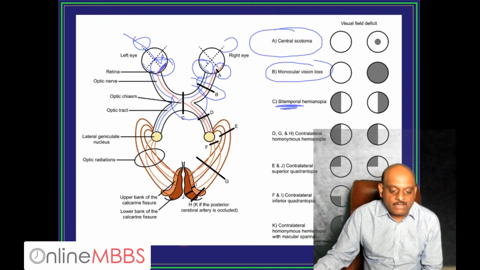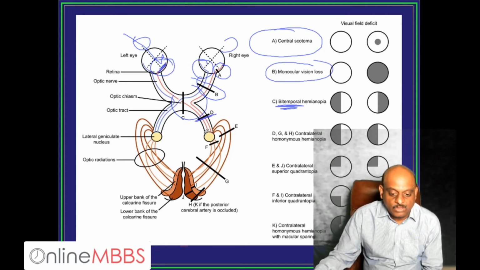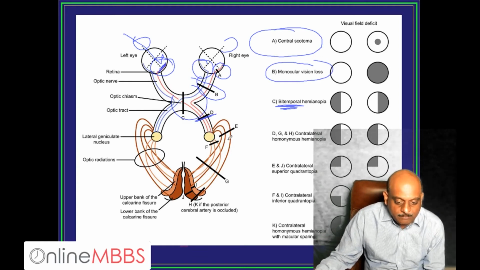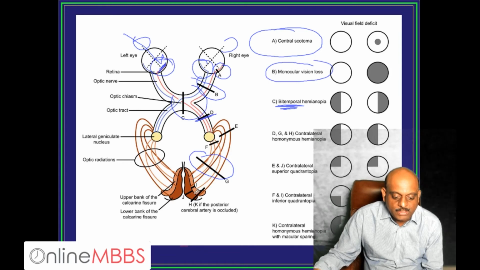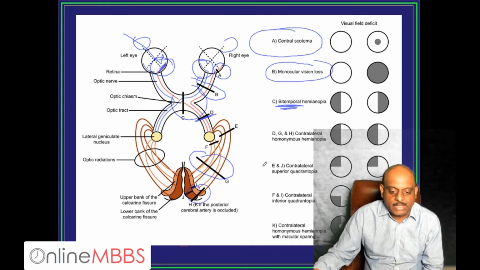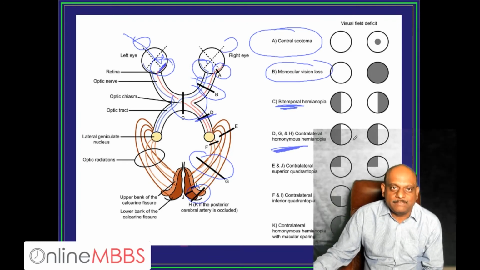Then, whenever there is any problem in the optic tract, or if there is any problem in the optic radiation, or if there is any problem much posterior to that, then you get a contralateral homonymous hemianopia. One side nasal, other side temporal.